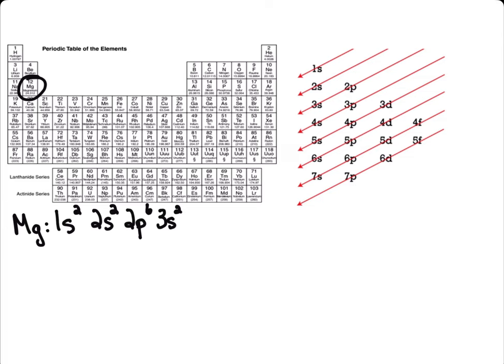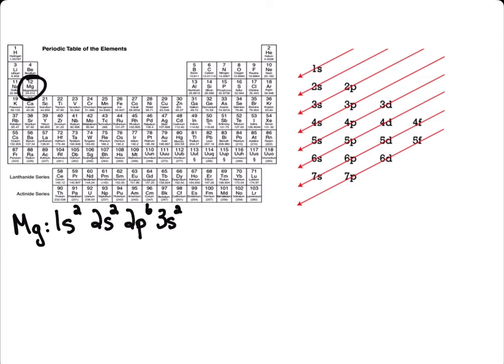So I can go ahead and add my superscripts. 2 plus 2 is 4, plus 6 is 10, plus 2 is 12. That's all of my 12 electrons. So the electron configuration for magnesium is 1s2, 2s2, 2p6, 3s2.